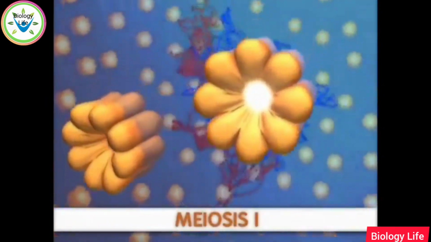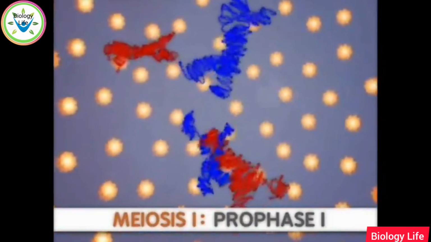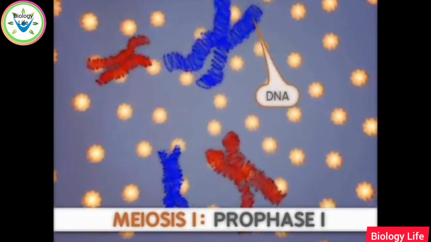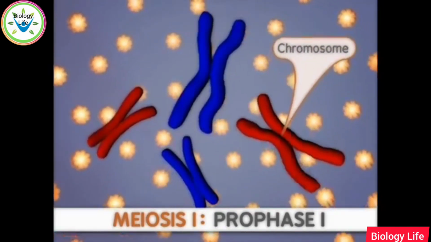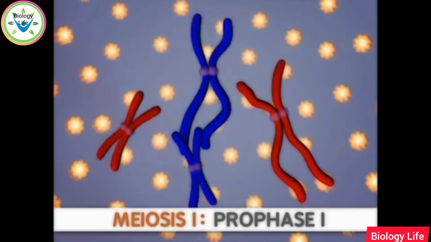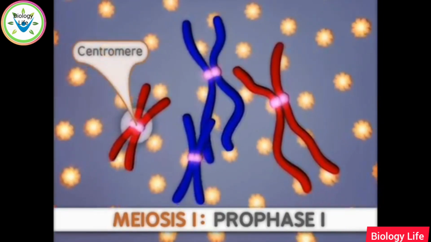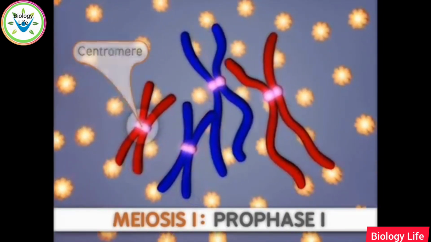Meiosis begins with Prophase 1. In this stage, the DNA condenses to form chromosomes. Here we see the duplicated sister chromatids joined together at the centromere. They stay fused at the centromere throughout meiosis 1.